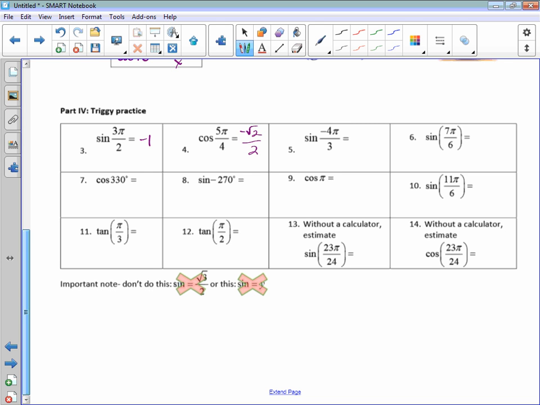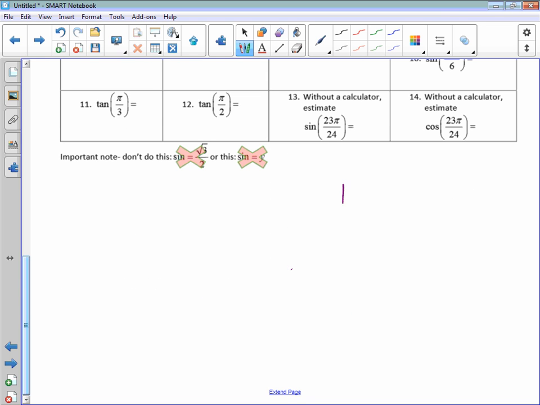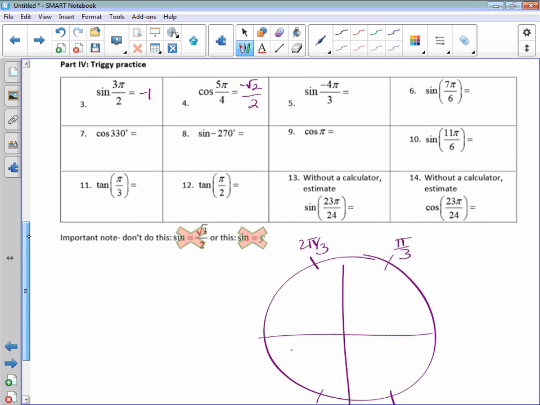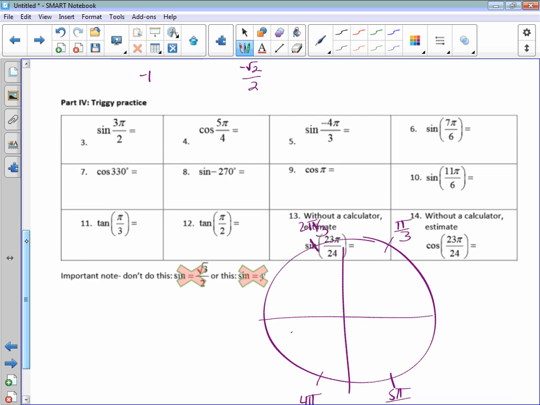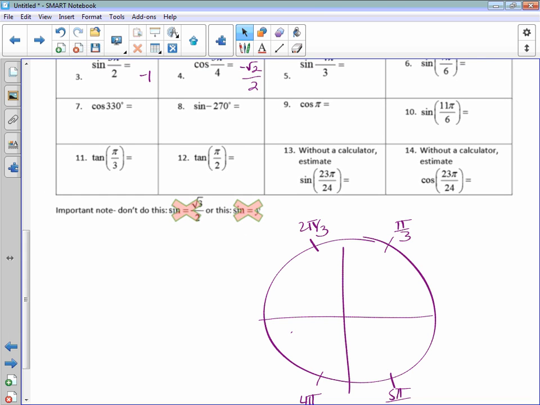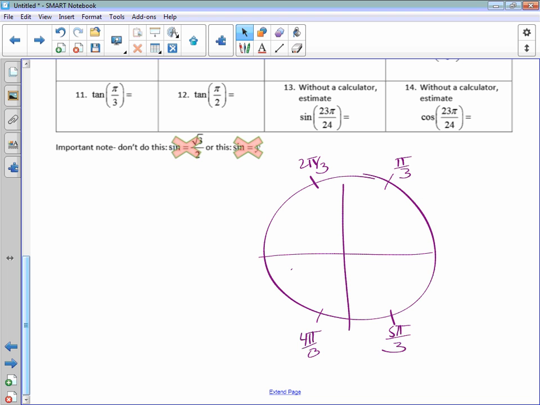So sine of negative 4 pi over 3. Okay, this is trickier. So let's think about, on your circle right now, here was pi over 3, right? And then it was 2 pi over 3, 4 pi over 3, 5 pi over 3. This is asking me to go negative 4 pi over 3. What does the negative tell me? Which direction am I going now? Yeah, clockwise.